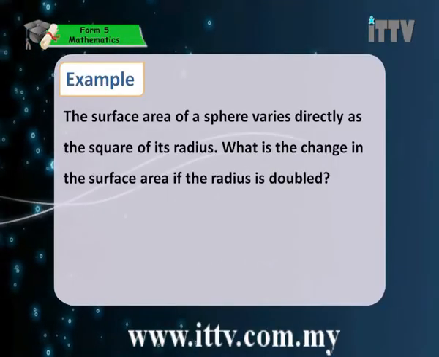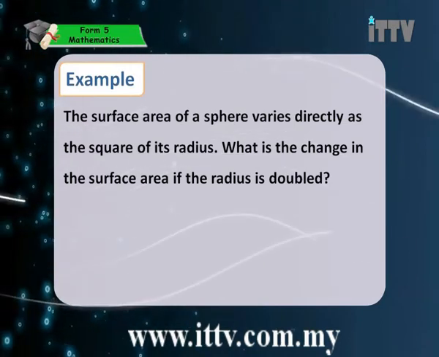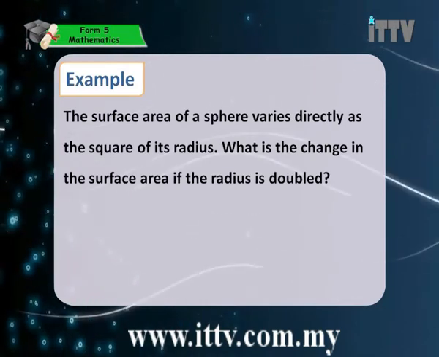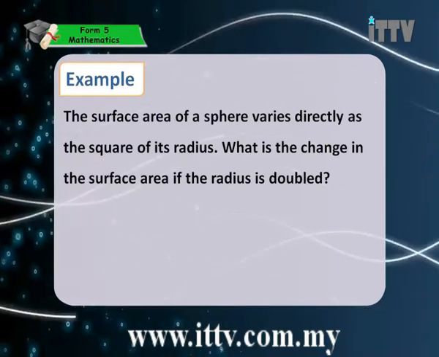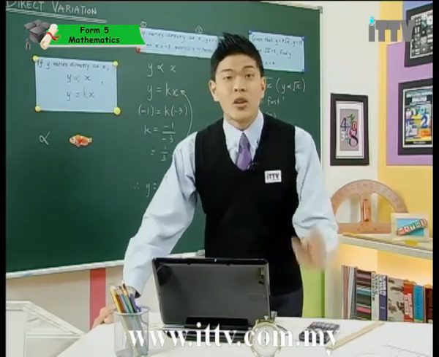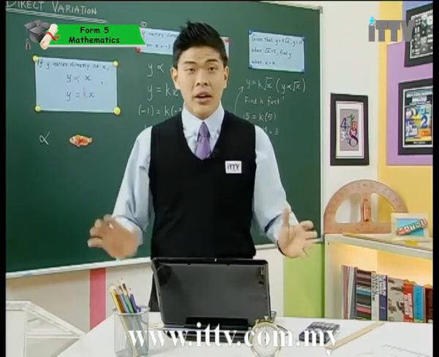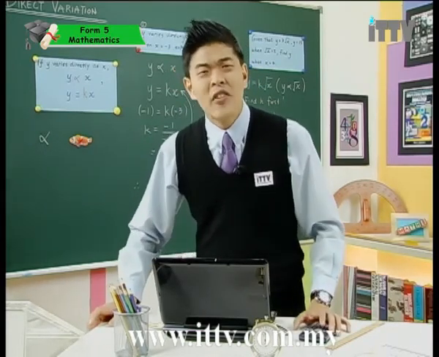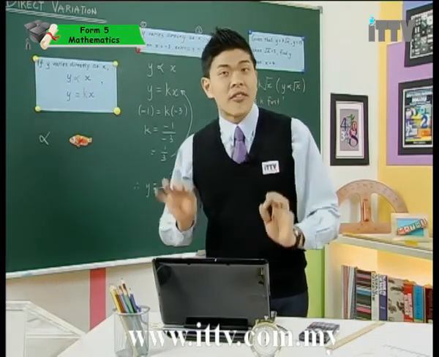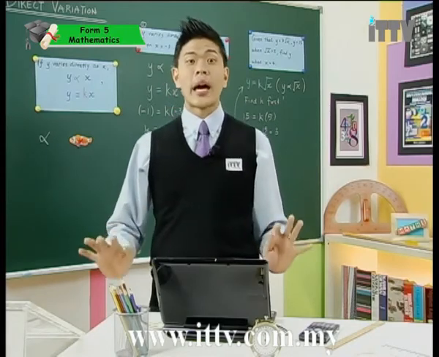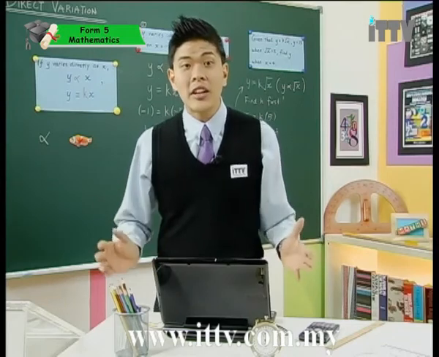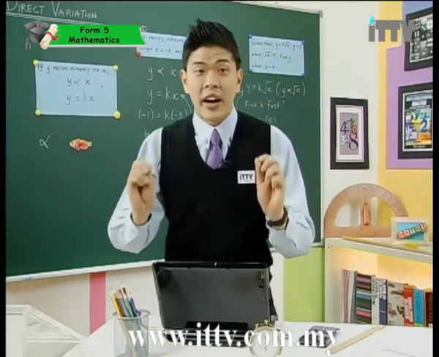The surface area of a sphere varies directly as the square of its radius. What is the change in the surface area if the radius is doubled? Alright guys, we have a problem here. So take a look, what are the two quantities first? Because direct variation has already been told. First of all, a sphere, and the surface area is the first quantity. It varies directly as the square of its radius. It means when the area increases, the square of the radius will also increase, and vice versa.